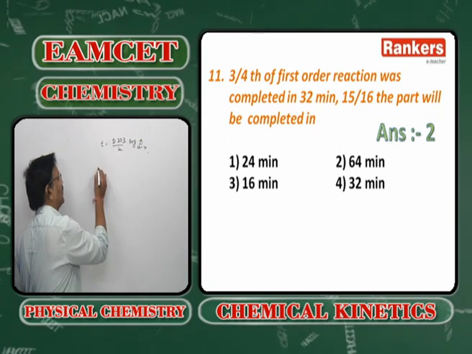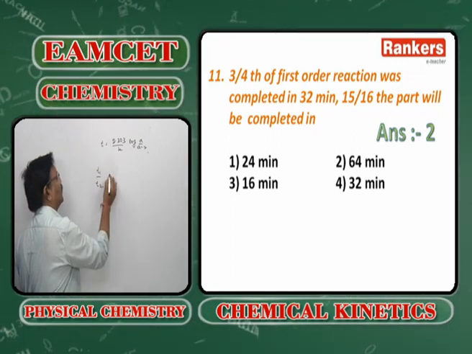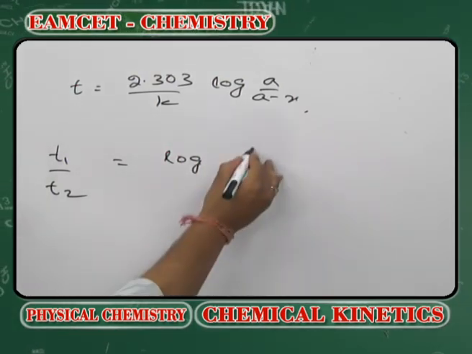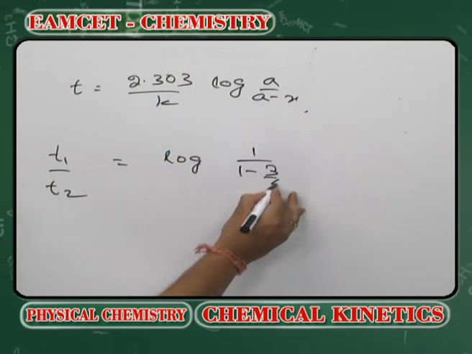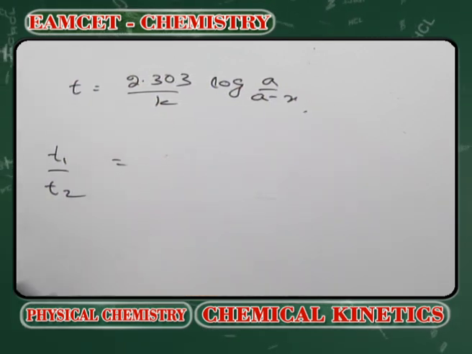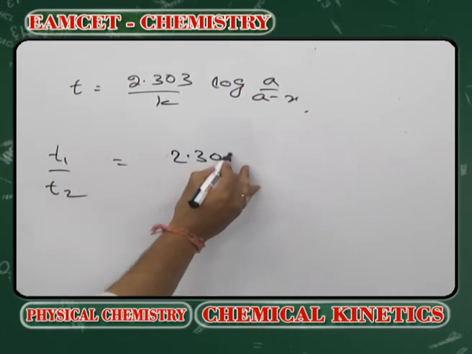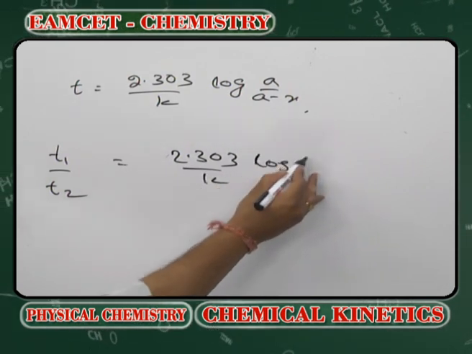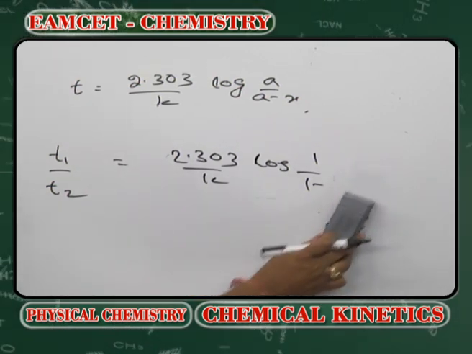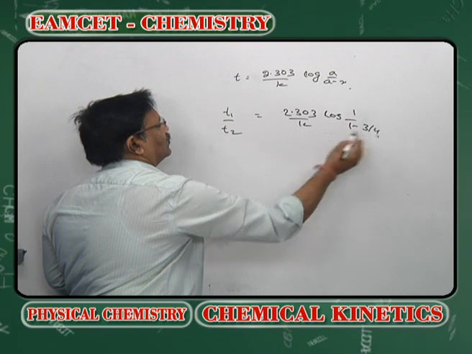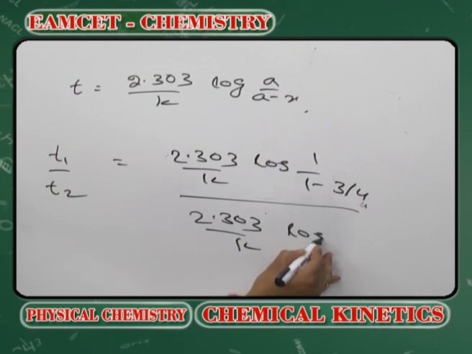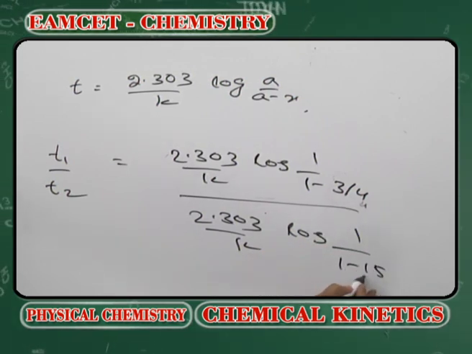So t1 by t2 is equal to log of 3/4 of the reaction, 1 by 1 minus 3/4, because this will get cancelled out, 2.303 by k log 1 by 1 minus 3/4, by 2.303 by k log 1 by 1 minus 15/16.